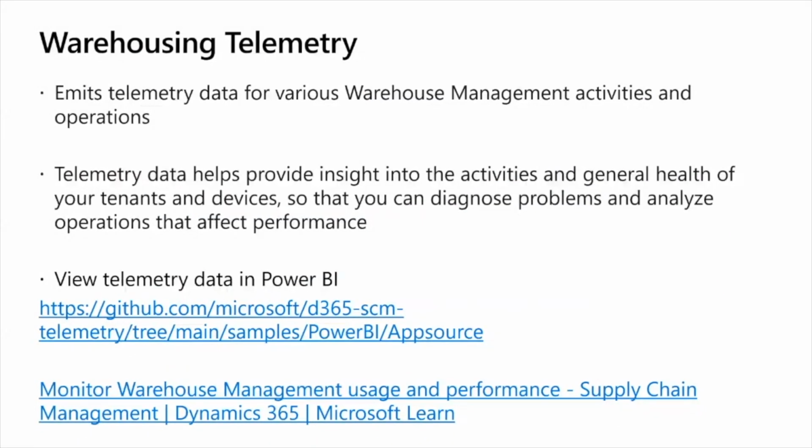We also have another feature in the system called warehousing telemetry. If you enable this feature, the system starts emitting the telemetry data for the various warehouse activities. This telemetry data also helps you understand the general health of your tenants and devices, so that you can analyze these operations which affect the performance. Also, to keep in mind, all the telemetry data is exposed into your own Application Insights. Application Insights is not available in all geographies. For example, it's not available in the Mooncake geography or the China region.